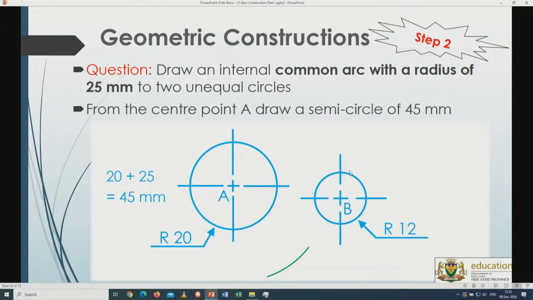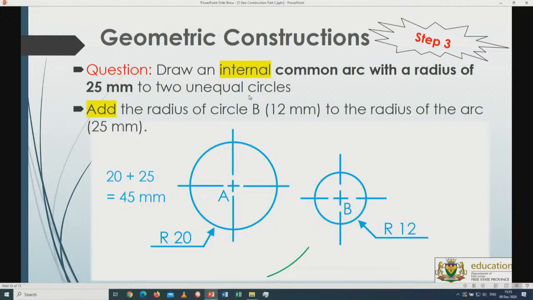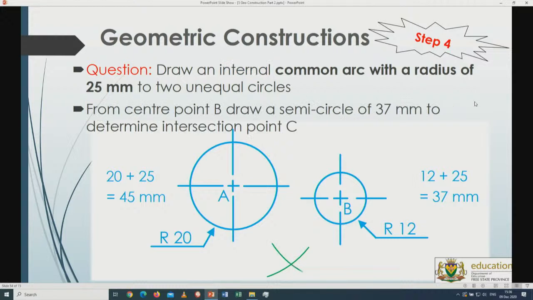Now we also have circle B. It's internal, so it's small, so it has to become bigger, so therefore I'm totaling it up. So it's 25 plus the 12 millimeters over there. That gives me 37 in total. So there we go with 37. Set my compass on 37. Put the needle point at B, and from point B I will open up my arc to 37 millimeters, and I will strike the arc at that specific point.